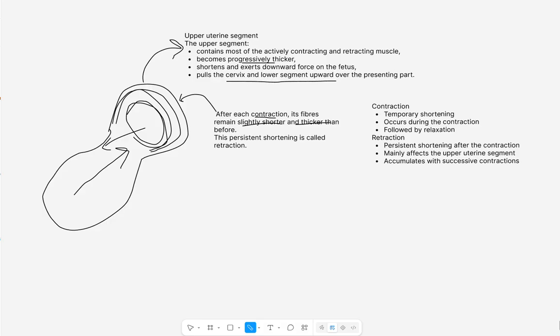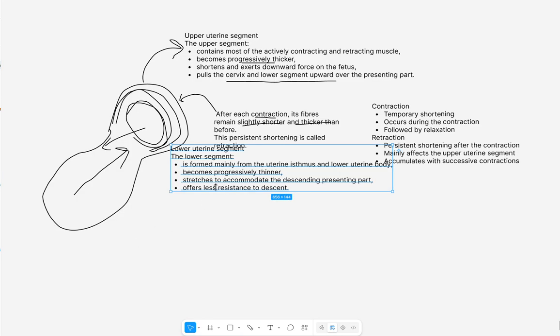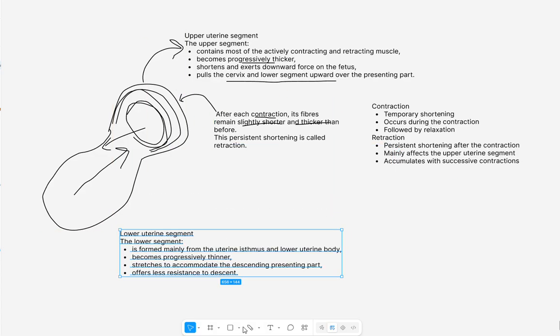The lower uterine segment is formed mainly from the uterine isthmus and the lower body. It becomes progressively thinner and it stretches to accommodate the descending presenting part, and it offers less resistance to descent. So look at this lower uterine segment here. Thus, the upper segment contracts and retracts while the lower segment stretches and thins out.